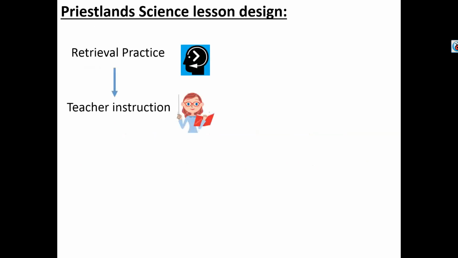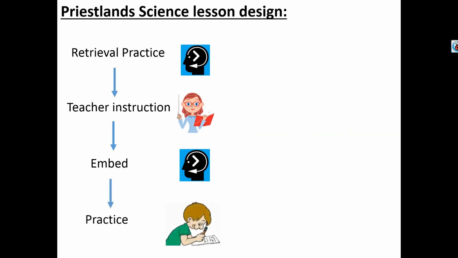So a couple of slides of retrieval on the current topic and on an old topic. A couple of examples of modelling under the camera, and then an opportunity to drill and embed the knowledge, and obviously a bit of time to practice too.